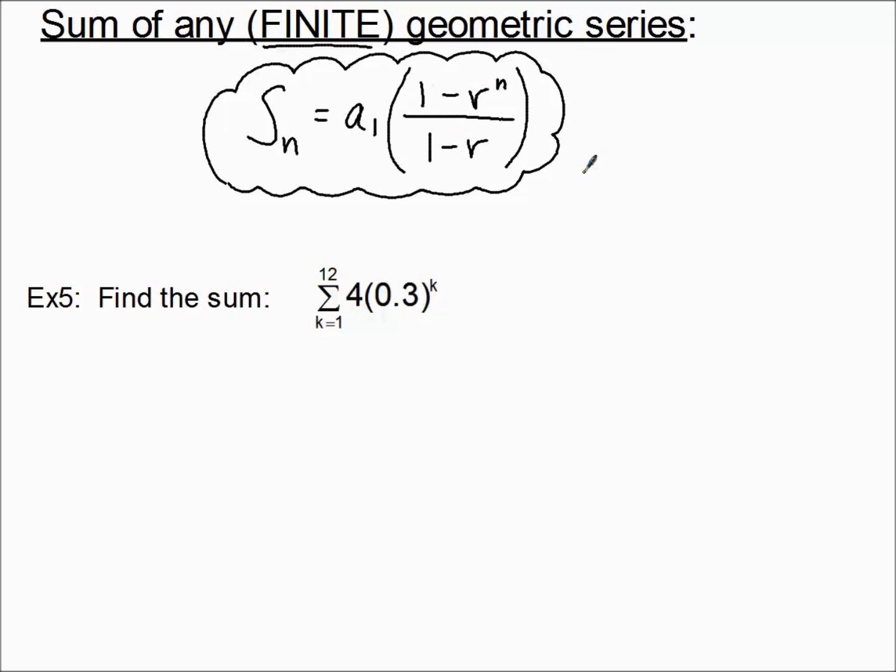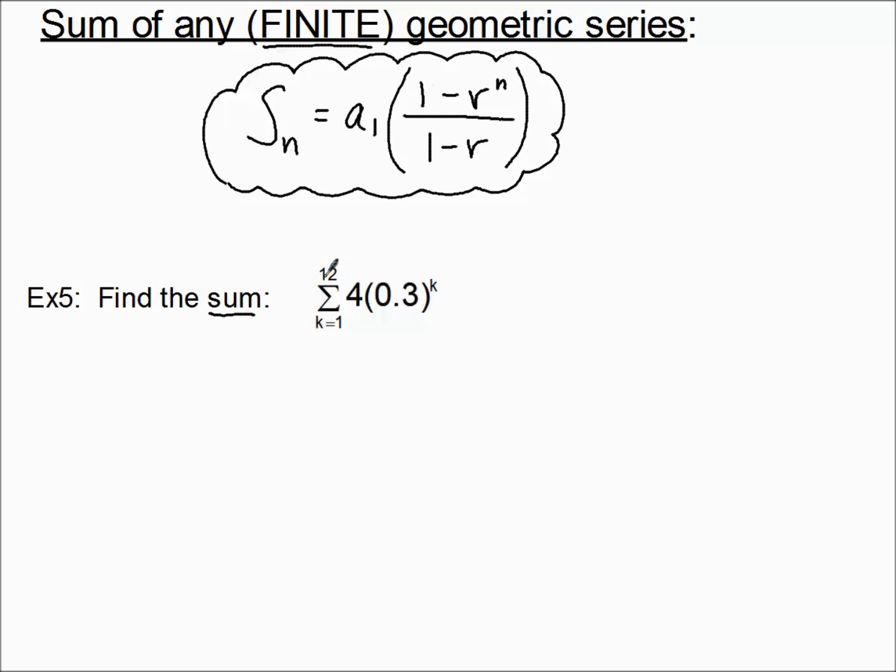So let's find the sum for this. I know that we're talking about a sum because I see the word sum there, but I also see the sigma notation. That means we're adding up a bunch of terms. How many terms are we adding up? Because we need to know that. That's what n is. And in this case, we're counting up from 1, 2, 3, 4, 5, 6, 7, 8, 9, 10, 11, 12. So there must be 12 terms.